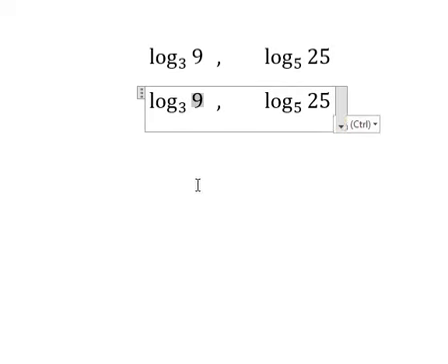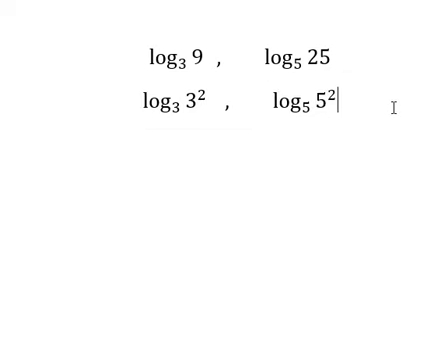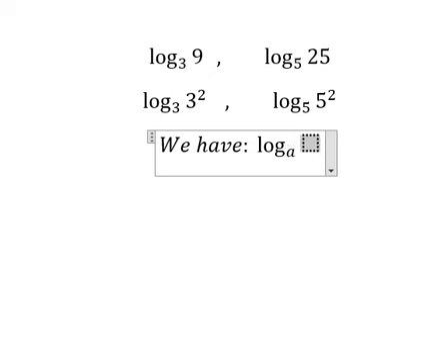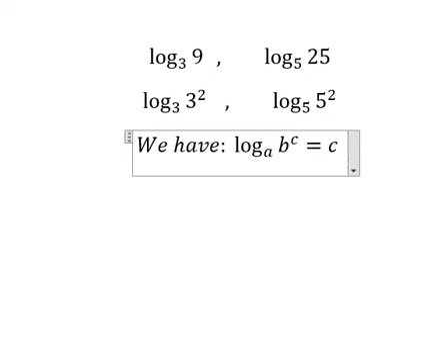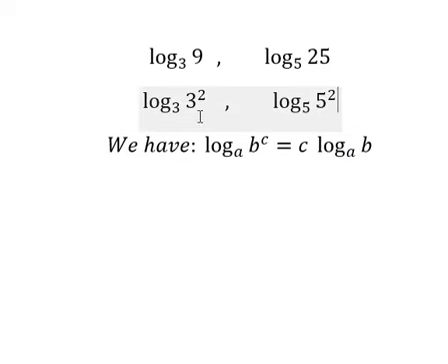Number 9, that is about 3 squared. 25, that is about 5 squared. So we have the formula in here. Log base a of b to the power of c equals c log base a of b. So I will put number 2 go outside and this one go outside.